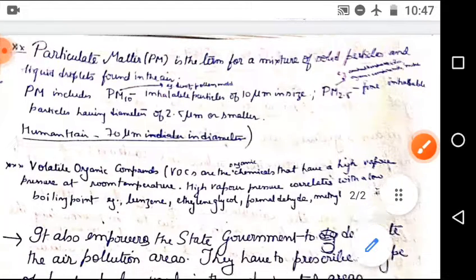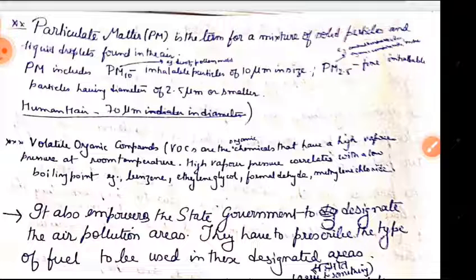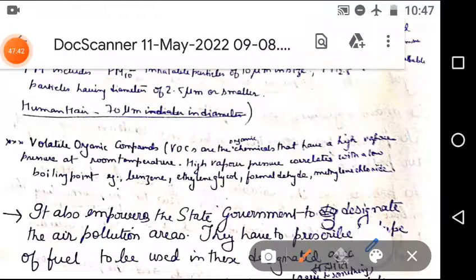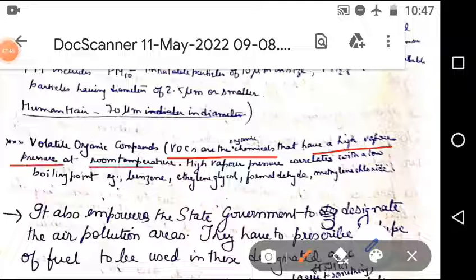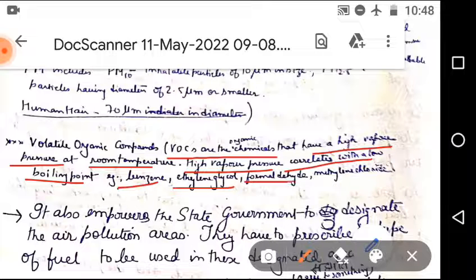And volatile organic compounds are those compounds which evaporate at room temperature. Volatile organic compounds are those organic chemicals that have a high vapor pressure at room temperature. High vapor pressure correlates with low boiling point. That means even at room temperature they will evaporate, like benzene, chloroethylene glycol, formaldehyde, methylene chloride, etc.